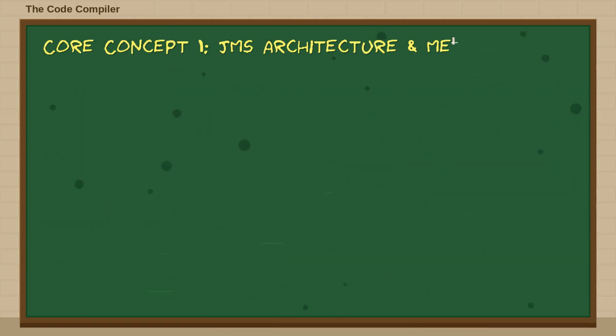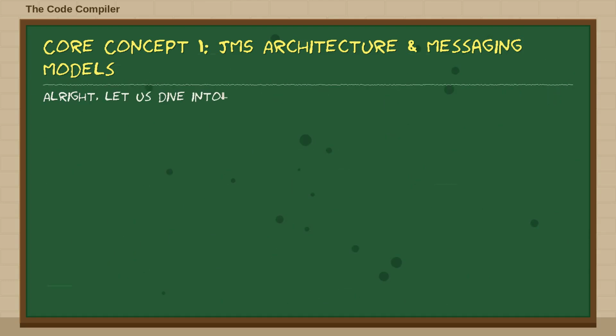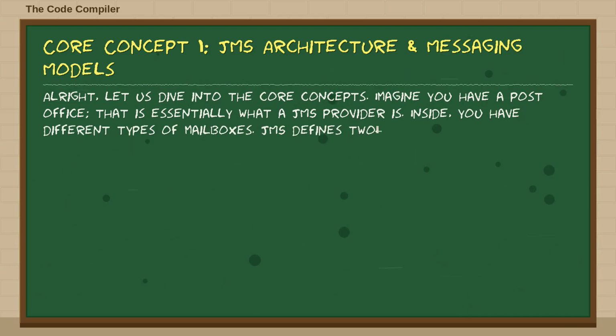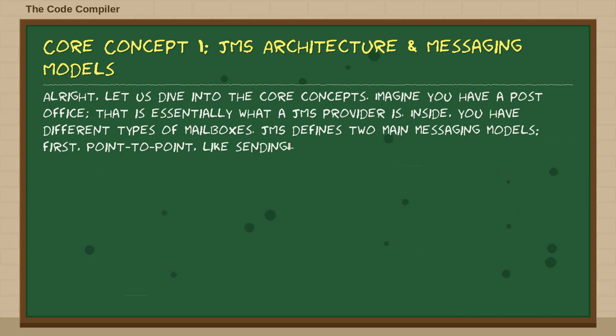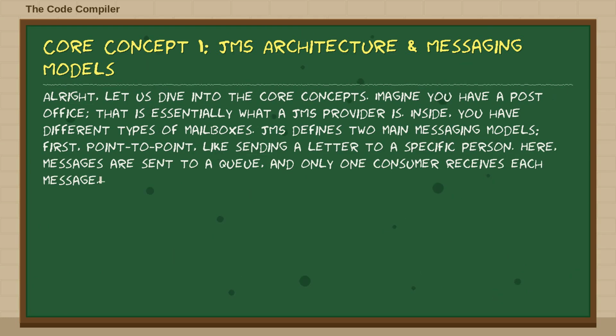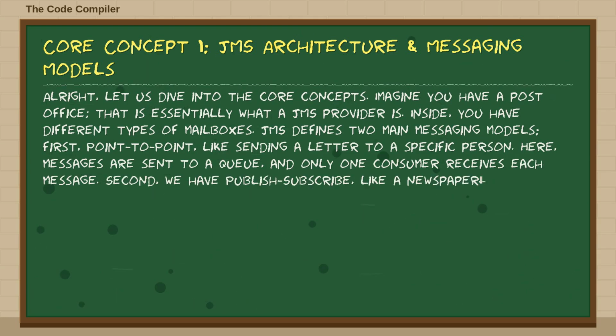Alright, let us dive into the core concepts. Imagine you have a post office, that is essentially what a JMS provider is. Inside, you have different types of mailboxes. JMS defines two main messaging models. First, point-to-point, like sending a letter to a specific person. Here, messages are sent to a queue, and only one consumer receives each message. Second, we have publish-subscribe, like a newspaper subscription. Messages are sent to a topic, and multiple subscribers can receive the same message.